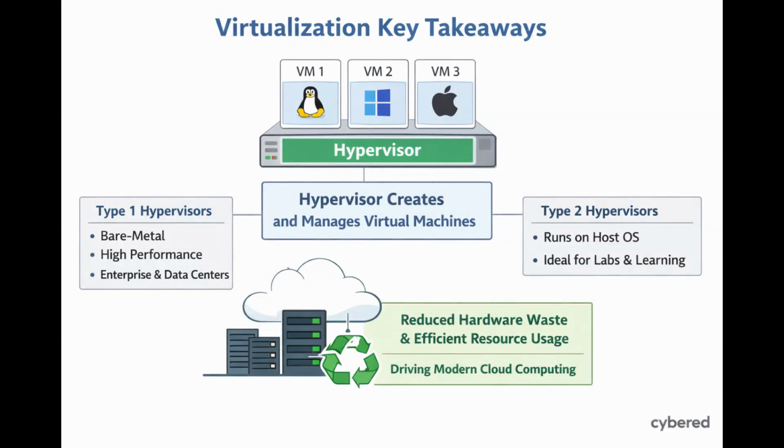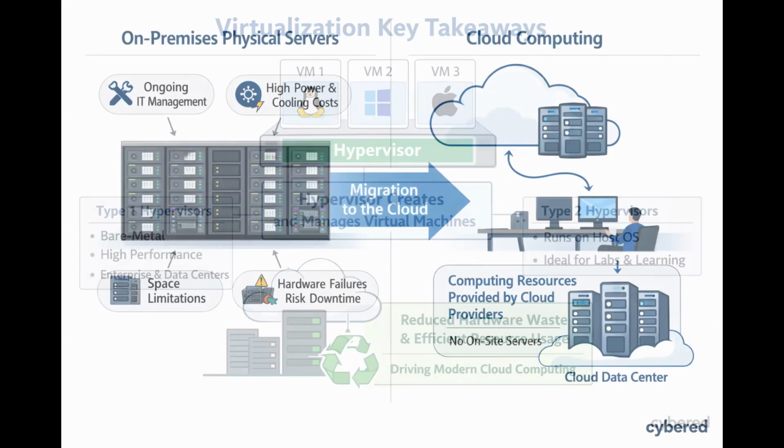The key takeaways: virtualization allows multiple OSs to run on one physical system. Hypervisors create and manage virtual machines. Type 1 hypervisors are bare metal and enterprise focused. Type 2 hypervisors run on a host operating system and are lab friendly. And virtualization reduces hardware waste and enables cloud computing.